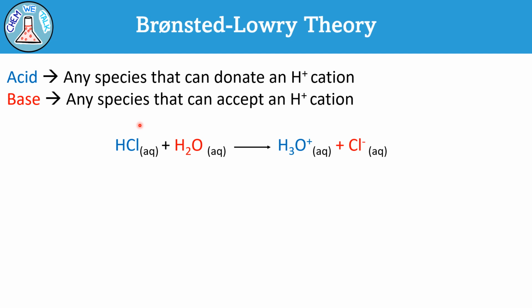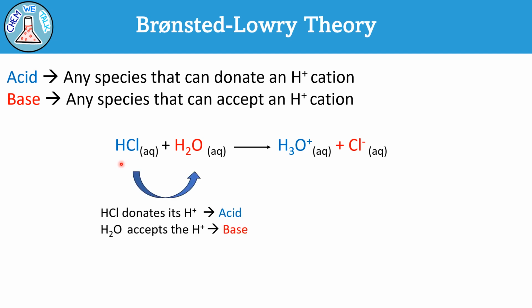There's a different video on this channel that goes over all the different acid-base theories, but for today's video, we're only going to focus on the Bronsted-Lowry one. So for Bronsted-Lowry, an acid is any species that can donate an H+, and a base is any species that can accept that H+. So let's use the hydrochloric acid, HCl, example in water.